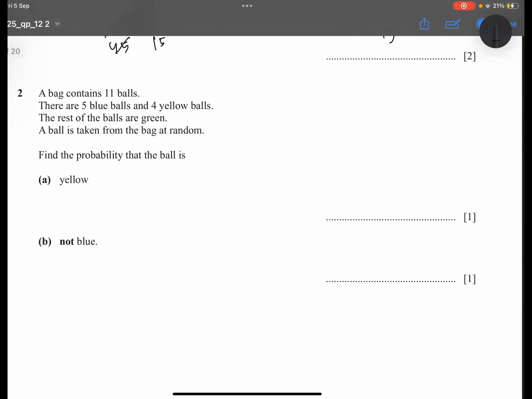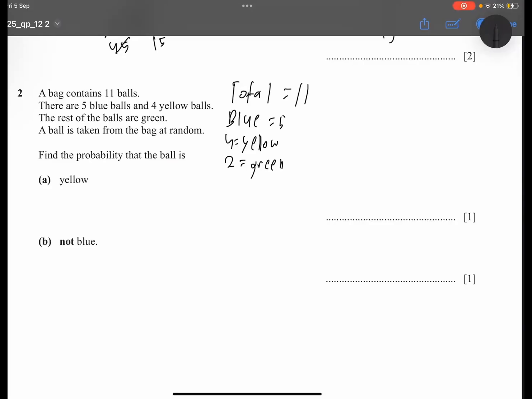Next, a bag contains 11 balls. So total equals 11. There are 5 blue balls and 4 yellow balls. The rest of the balls are green. So since 5 are blue and 4 are yellow, the total is 9. The total is 11, so 11 minus 9 would be 2. 2 would be green.